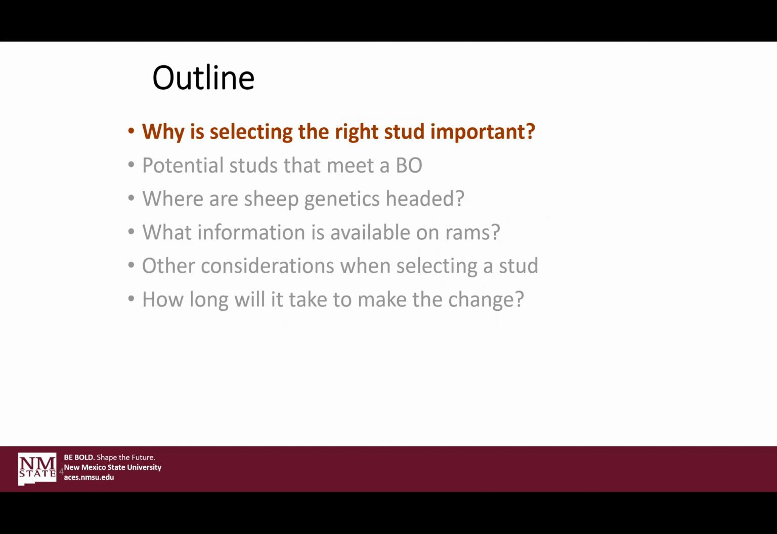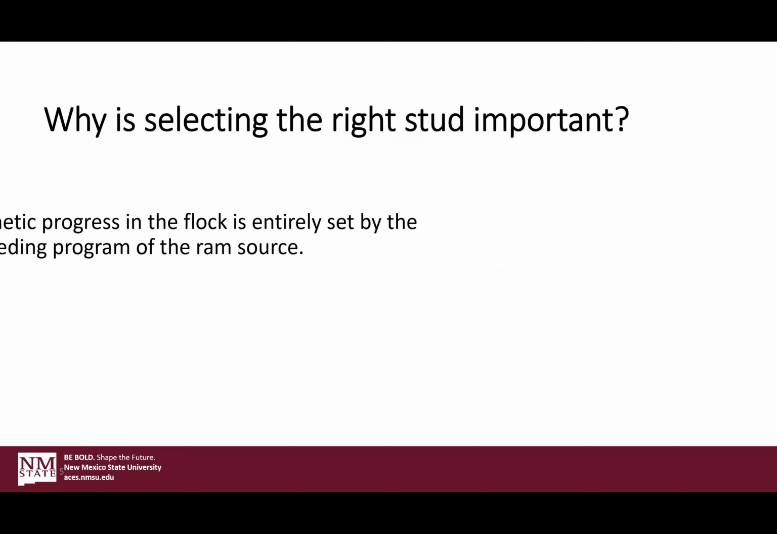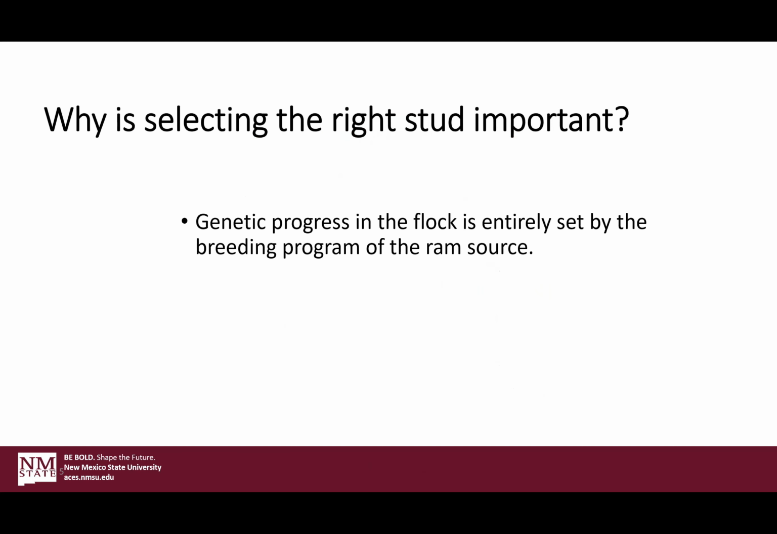So why is selecting the right ram for you important? Obviously, genetic progress is an ultimate goal, in that you continue to improve, you continue to get the most you can with the resources you have available to you. And it takes work to find these animals, and it can be challenging at times to find these animals, but hopefully tonight I'll give you some tools on some things you can use to get that done.